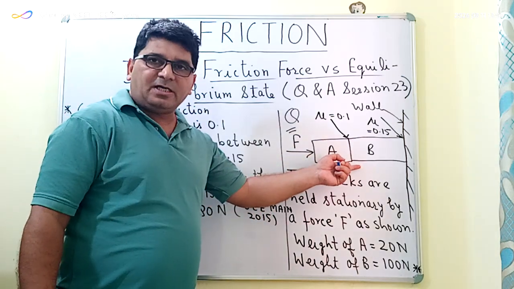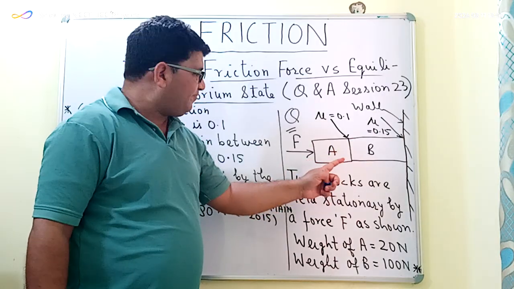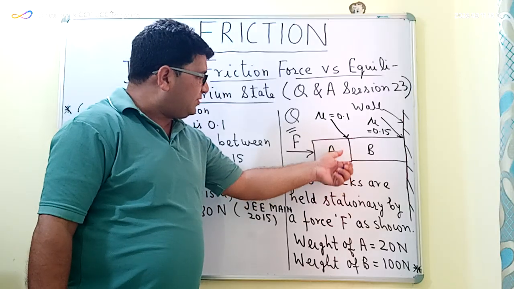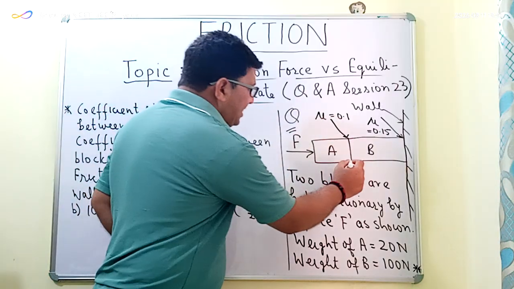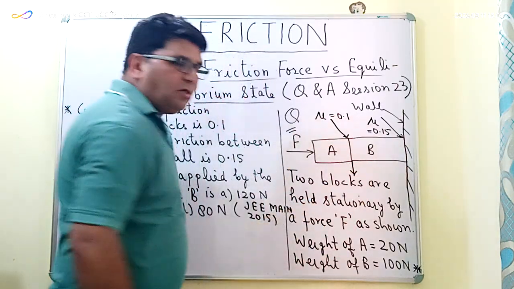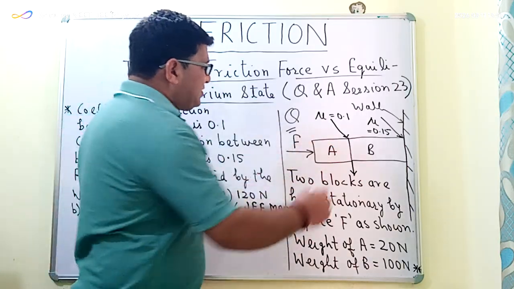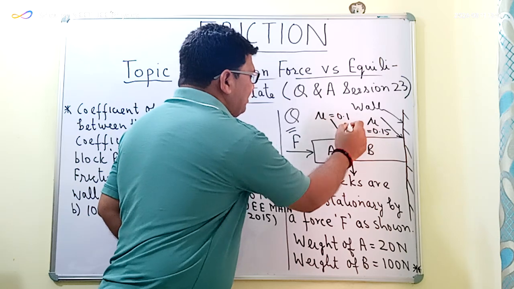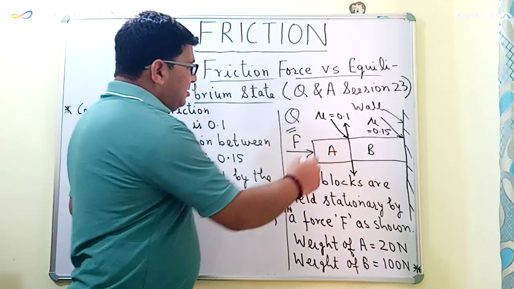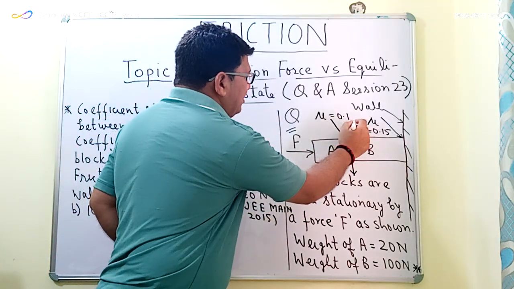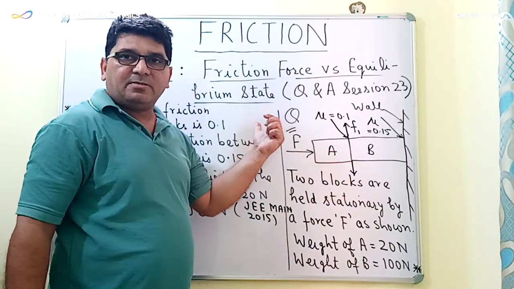Since these two blocks are held stationary by this external force, this is possible only when the weight of this block A is balanced by the frictional force. Now here the weight of this block A is acting in the downward direction. So this block has a tendency to move downward. So the force of friction at the interface of A and B, on the block A, will be directed upward, and this is in the case of equilibrium state.